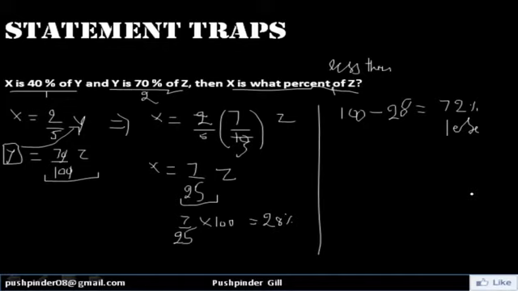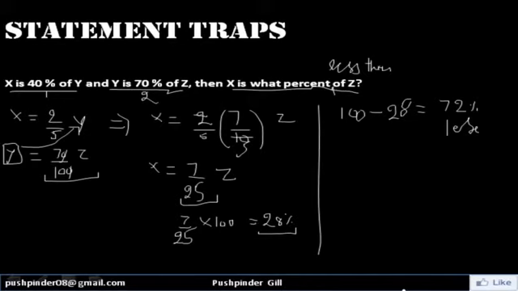Let me take a quick recap here. So x is 40% of y. I can say x is equal to 2 by 5 y. Y is 70% of z. I can say x is equal to 2 by 5, 70 by 100 of z. I just use the value of y into this equation over here. Then I calculated that x is equal to 7 by 25 of z, and converting that into percentage, I got my answer to be 28%.